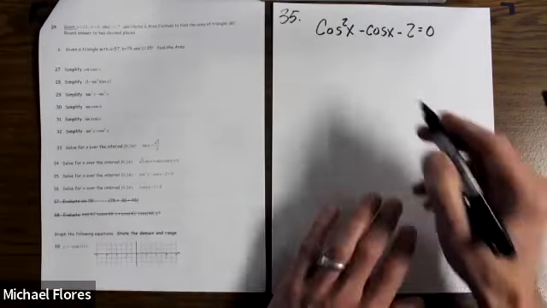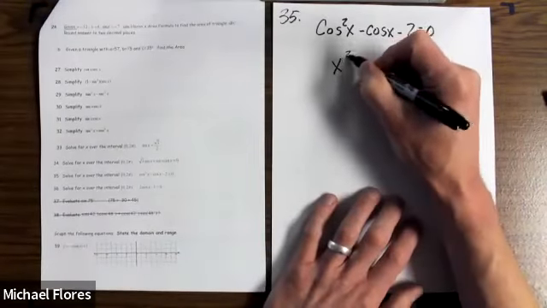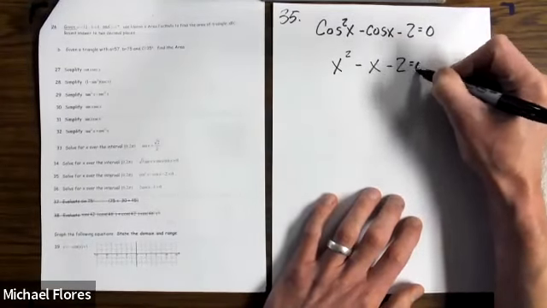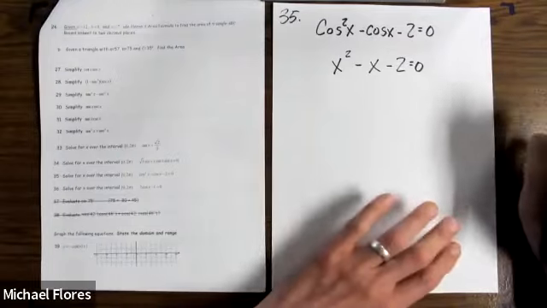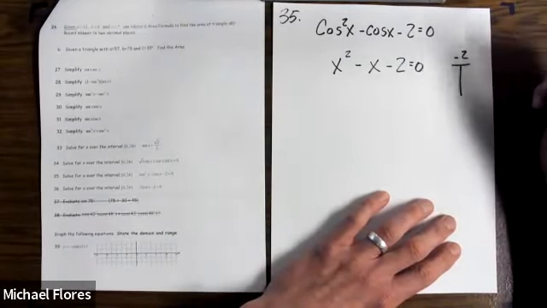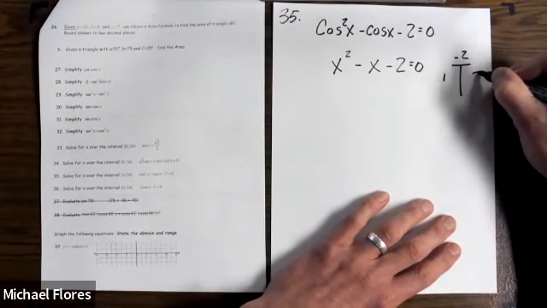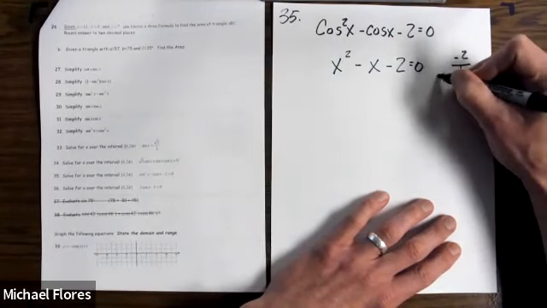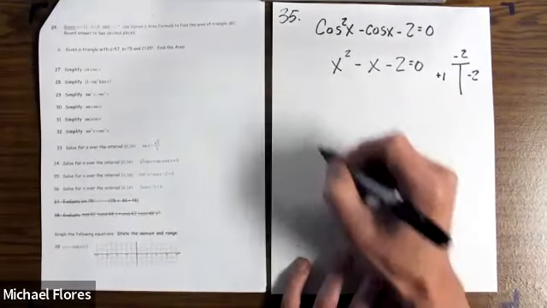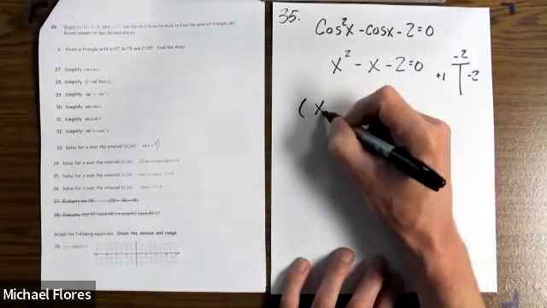Example 35, I'm going to get rid of the cosines and factor this basic trinomial. We need the factors of -2 that subtract to get -1. There they are. We have a leading coefficient of 1, therefore we can jump straight to factored form.